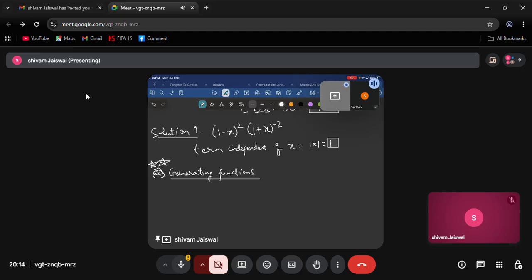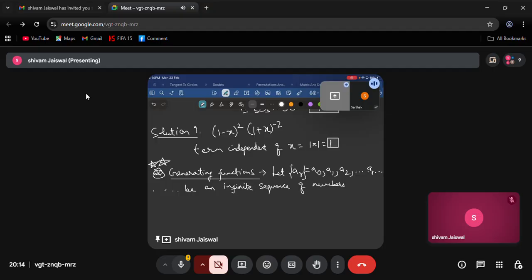So basically, what are generating functions? Let a_r be a sequence a0, a1, a2, dot dot, up to a_r, and it goes on up to infinity. Be an infinite sequence of numbers.